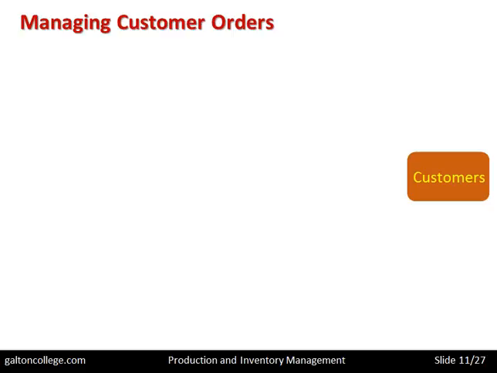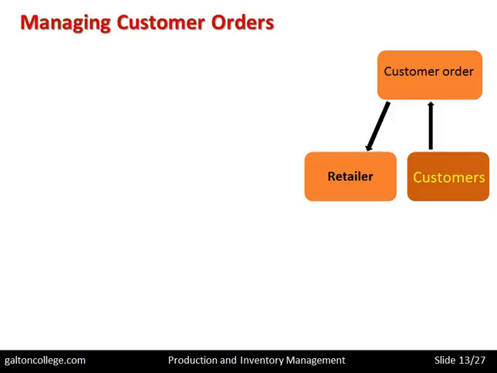We start with customers, and the customers generate an order, which is a customer order. The customers want a particular product, so they create a customer order. They require that product, and this customer order will be placed with the retailer. In other words, the customers go to the retailer and ask to buy a certain product.